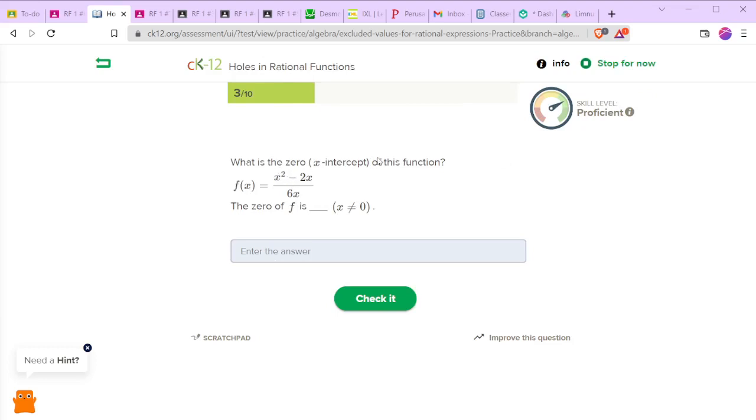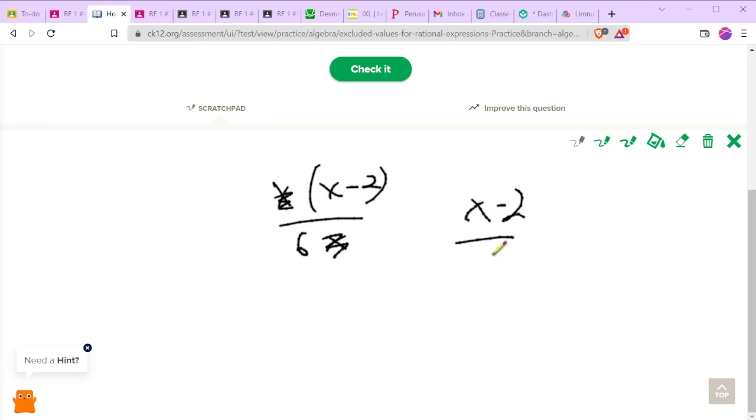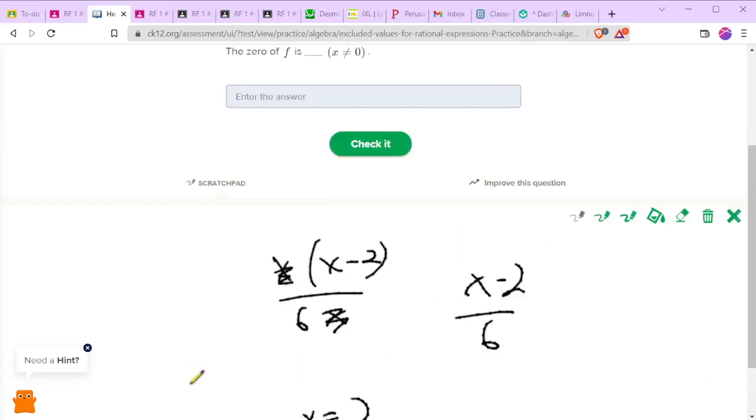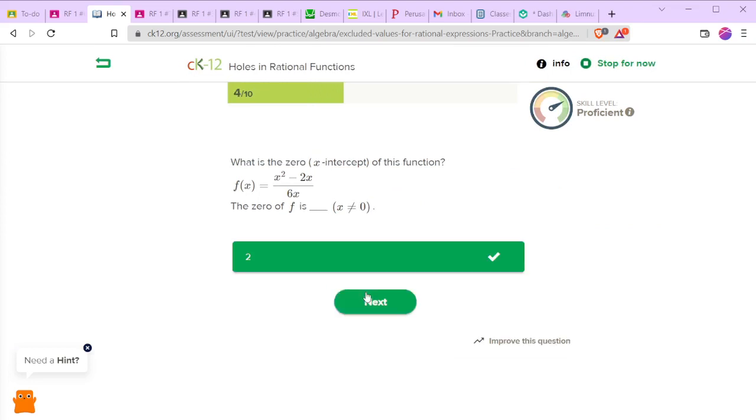So what is the zero of this function? Now it does specifically say that x cannot be 0, because even though that makes the numerator 0, it also makes the denominator 0. If we factor that, we have x times x minus 2 over 6x. The x's cancel. We have x minus 2 over 6. So x equals 2 will make our numerator 0. So x equals 2.